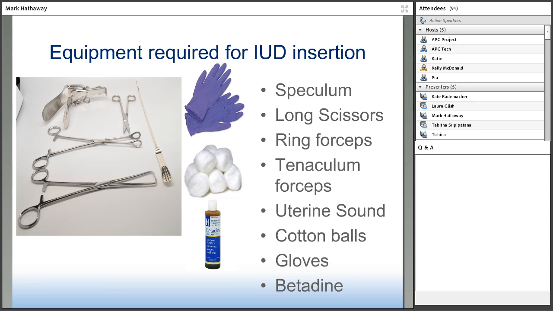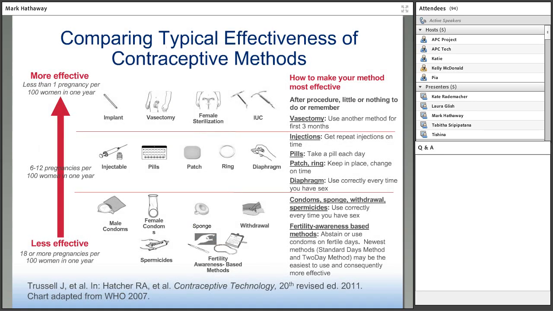Here's a quick picture of the instruments or the equipment needed. The speculum, which is a fancy name for a tool used to look at the cervix, is the top part of that picture. Then there's long scissors used to cut the strings of the IUD after insertion. There's a ring forceps in the middle there that's used with a cotton swab or a gauze and some betadine or hibiclens to clean off the cervix. And then there's a single tooth tenaculum depicted at the bottom to grasp the cervix to hold it while placing the IUD. And then there's a sound used to measure the depth of the uterus.